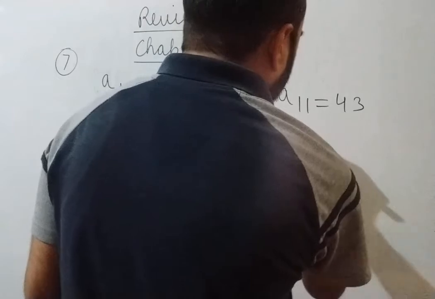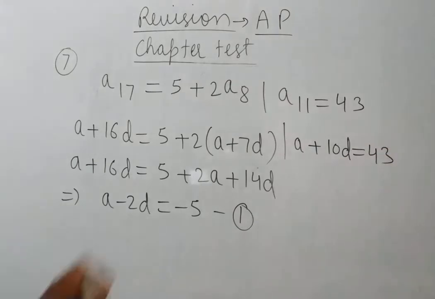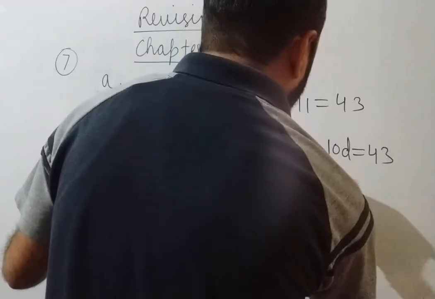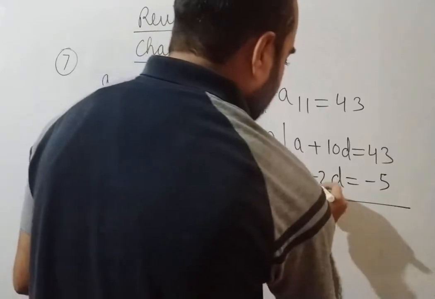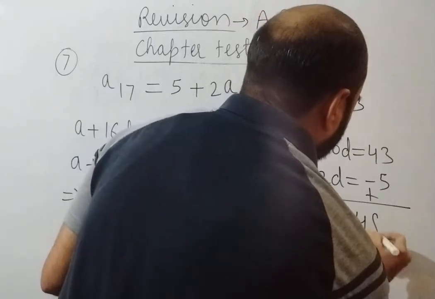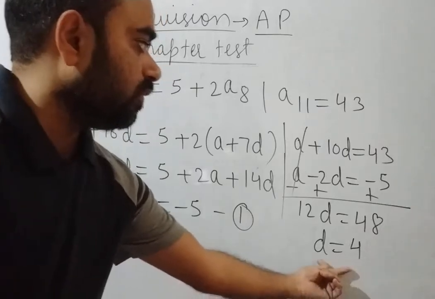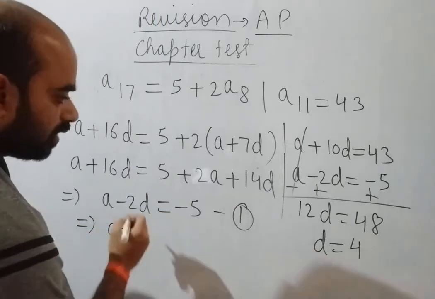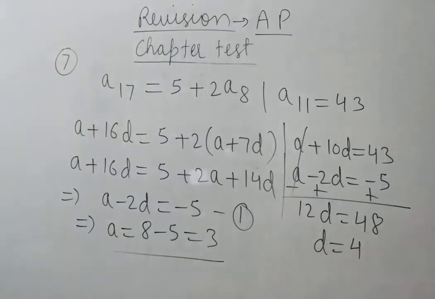A11 means A plus 10D is equal to 43. Correct? So we have to solve these two equations. A minus 2D is equal to minus 5. Correct? Subtract: minus plus plus. So this will be 12D is equal to 48. It means D is equal to 4. Correct? Now if D is equal to 4, find the first term. First term will be A is equal to minus 8 plus 8 minus 5, that is 3. So the first term is 3.